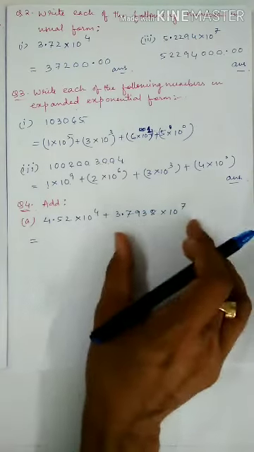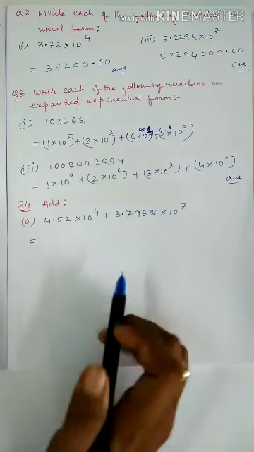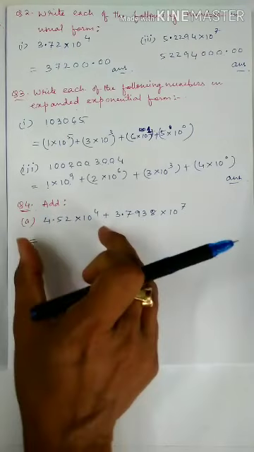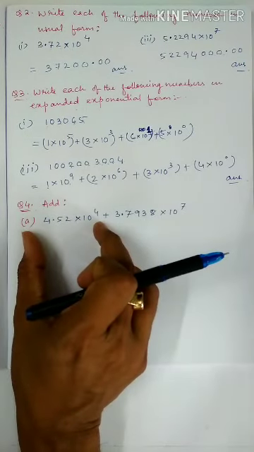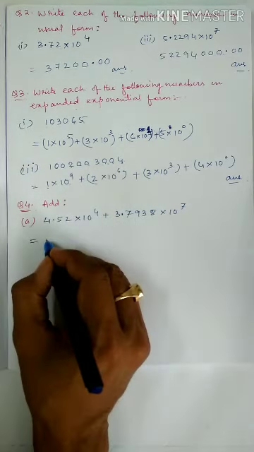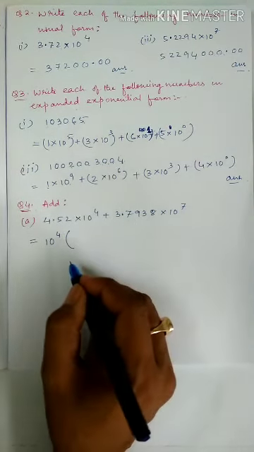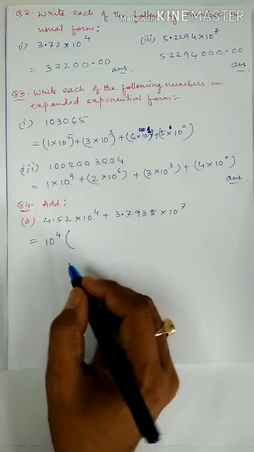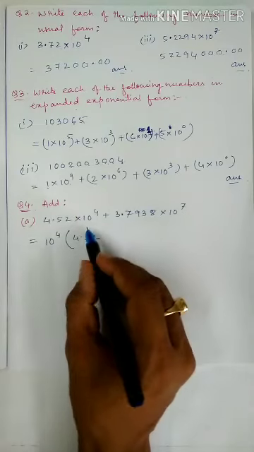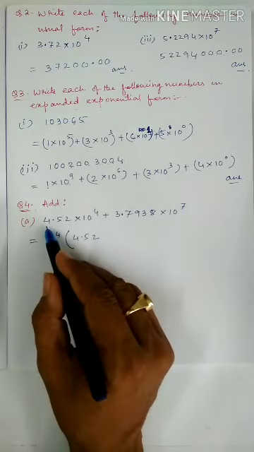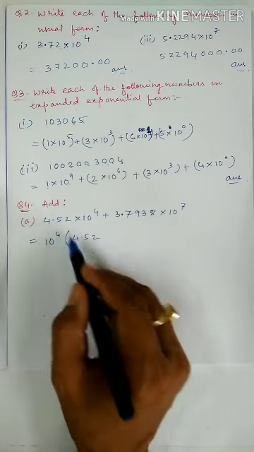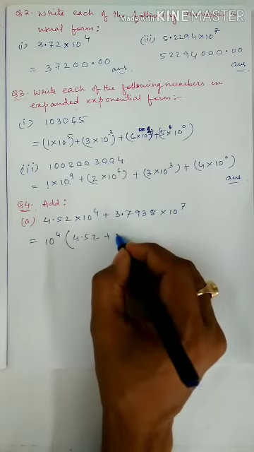Now how to do addition in standard form? Let us see. First of all, we will take common this 10 to the power 4 from both the numbers. If you take 10 to the power 4 common, then what is remaining? Here it will remain only 4.52. Students, taking common means dividing. So if we divide this entire number by 10 to the power 4, only 4.52 will remain.